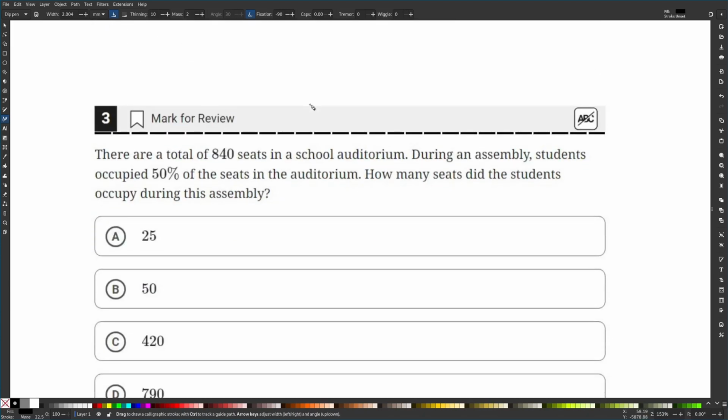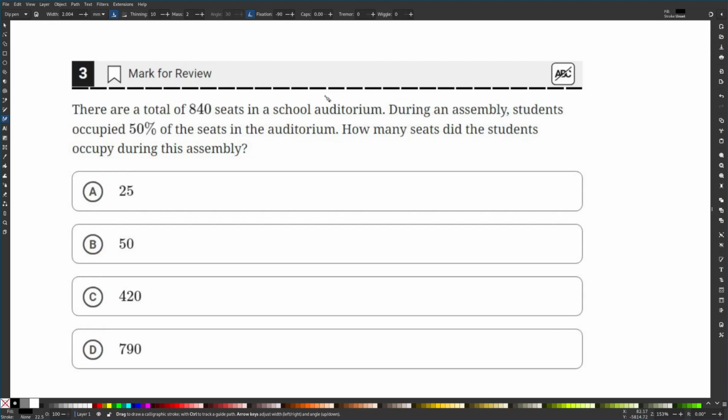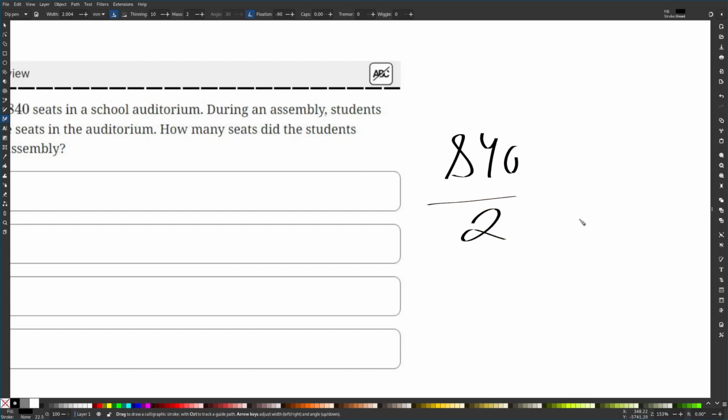Next one. There are a total of 840 seats in a school auditorium. During an assembly, students occupied 50% of the seats in the auditorium. How many seats did the students occupy during this assembly? Just imagine you had a 10 question test and you got a 50%. That would mean you got 5 of the questions right, which is half. We're going to do the same thing here. We're going to take half of 840. So 840 divided by 2 is equal to 420. So the answer is 420.